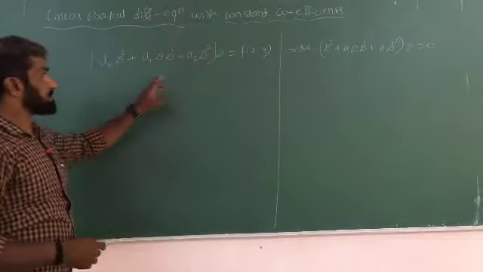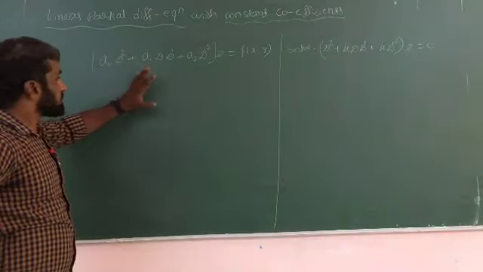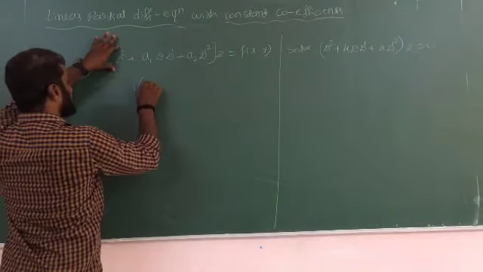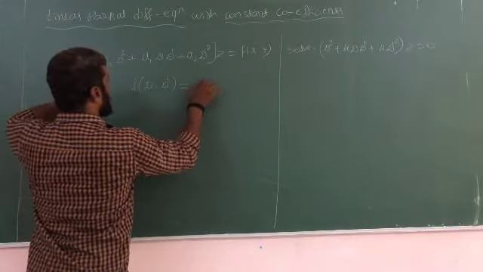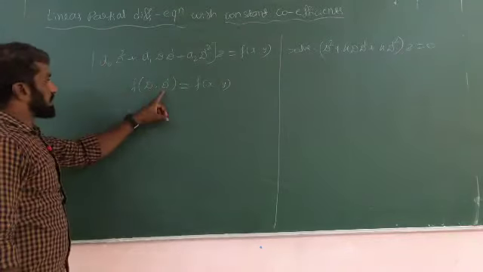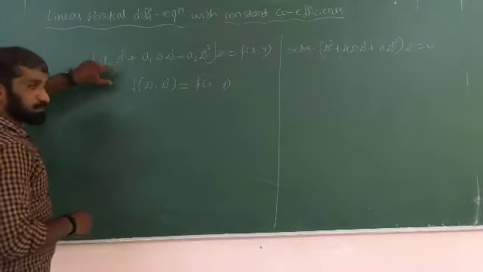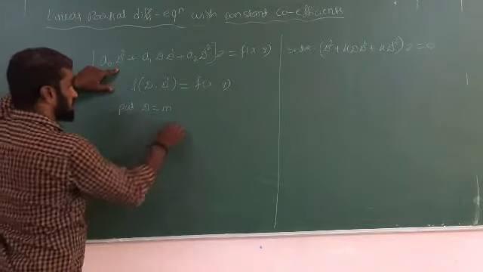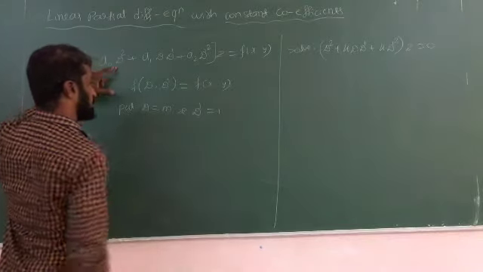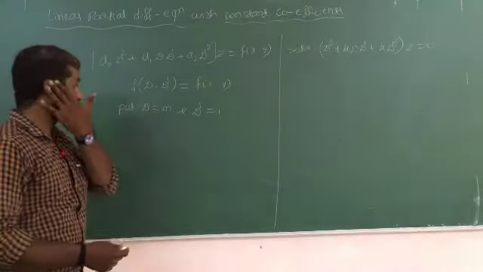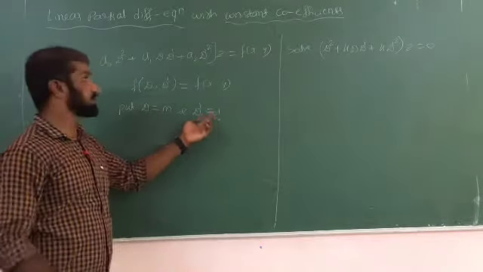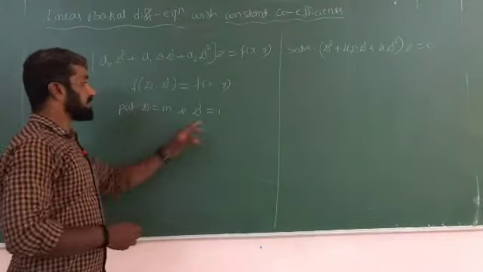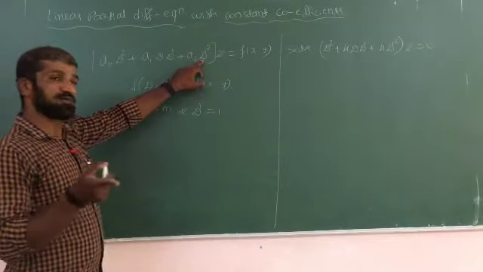Step 1, write down the given equation in this form. Step 2, the function has two variables, so two derivatives D and D dash in f of x, y. The two derivatives can be reduced into one, so that's why step 2 is important: put D equal to m and D dash equal to 1. Because of that, the equation should be converted into homogeneous form.